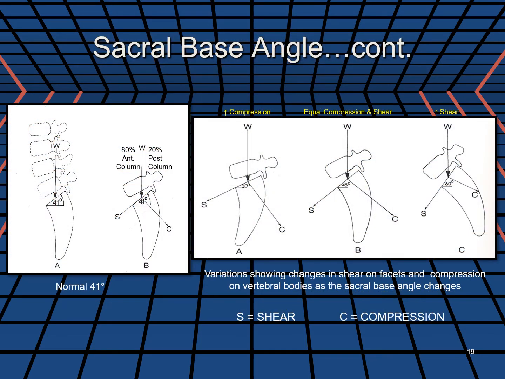And here's a good example of normal. Of course, that's the 41-degree angle that we're talking about, and here it is again. And with this configuration, we have 80% weight bearing into the anterior column, 20% into the posterior column. Here's a 30-degree, right? So it's a decreased sacral base angle. That's going to increase compressive loading into the vertebral bodies and to the discs. And here's a significant increase over here, way right, 60 degrees. That would be a very hyperlordotic lumbar spine. And you're going to get severe compression on the facets and less compressive forces coming down into the vertebral bodies and the discs.